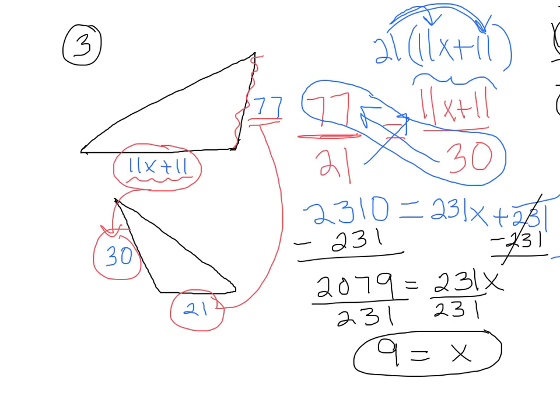So back up at this missing side where we have our x, if x was equal to 9, we'd have 9 times 11, which is 99, plus 11 would be 110. That's the actual length of this side, but x is 9 to give us that length.